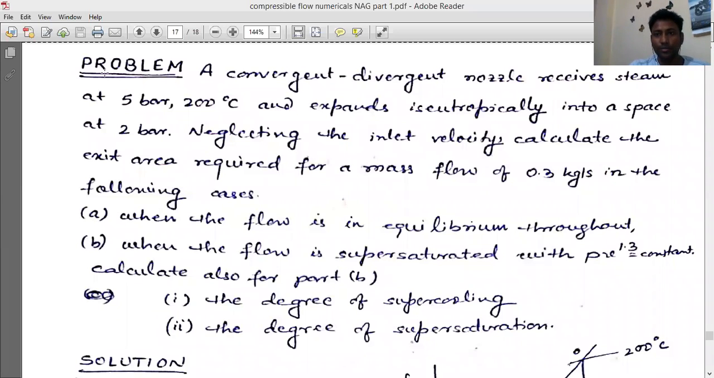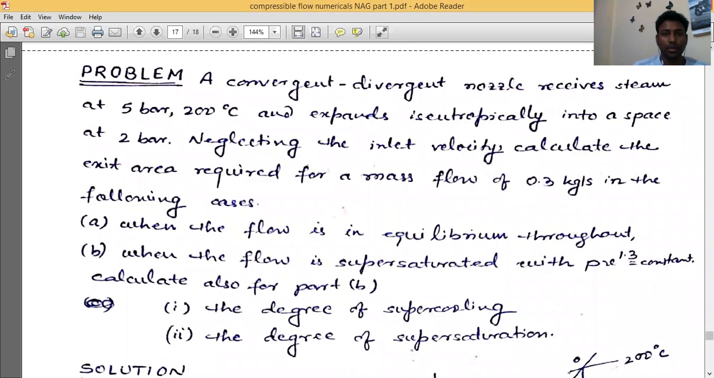Dear student, welcome back to the series of discussion on compressible flow. Today we are going to discuss the solution of another numerical. The numerical is showing on your screen.